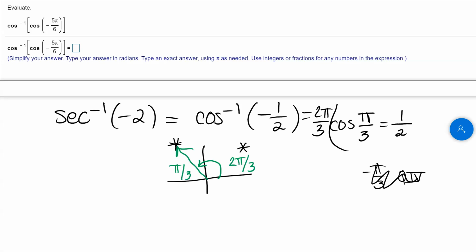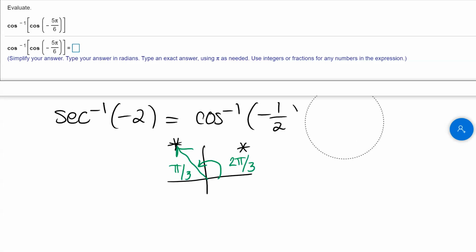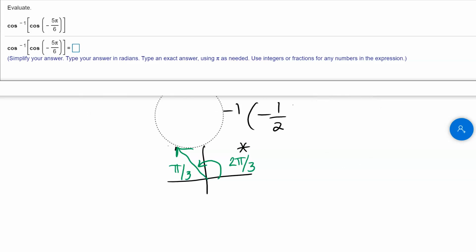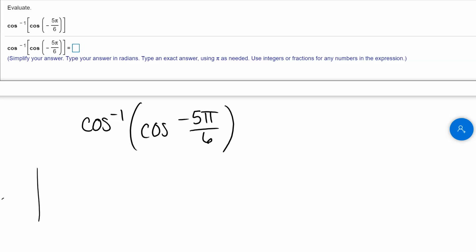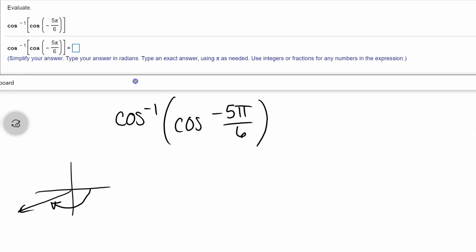So this next one is also very, very similar to the one we just did. Are they going to undo each other? Well, this is the cosine inverse of the cosine of negative 5 pi over 6. Is this just going to equal negative 5 pi over 6? Where is negative 5 pi over 6? It's right here. Cosine inverse wouldn't be caught dead in quadrant 3, people. No way. Cosine inverse will only be in quadrants 1 and 2.